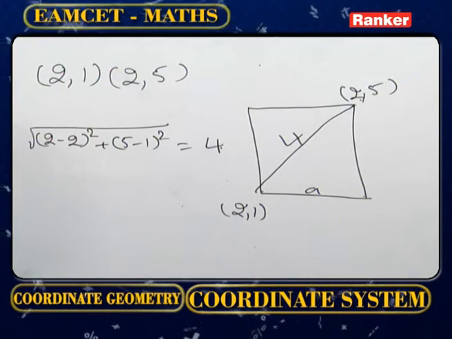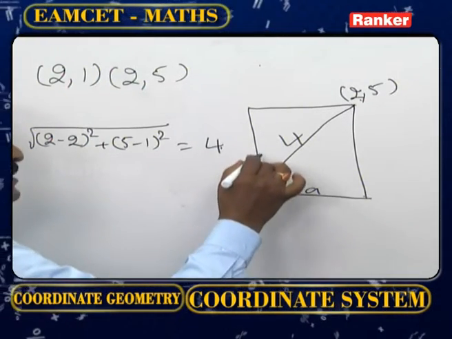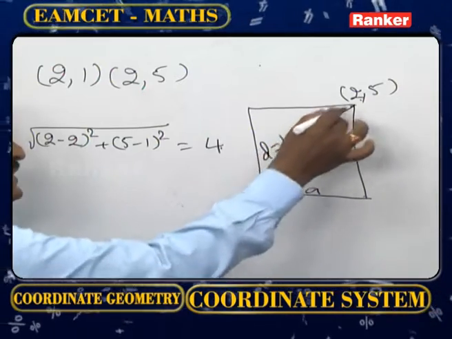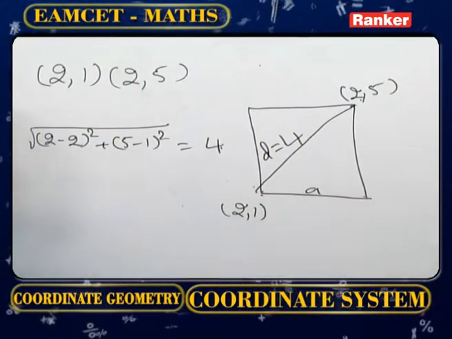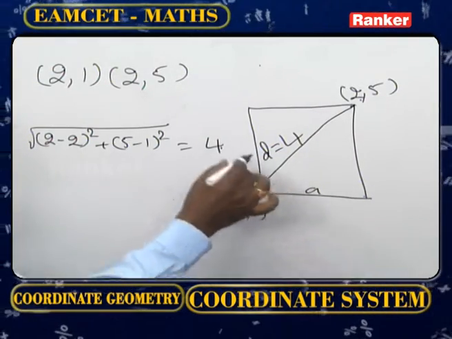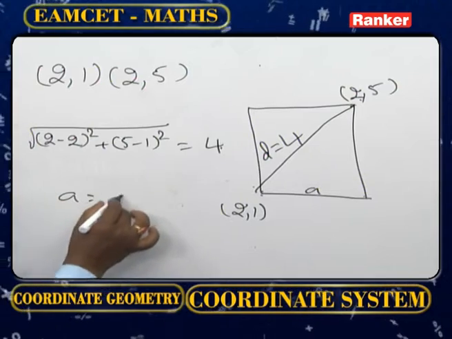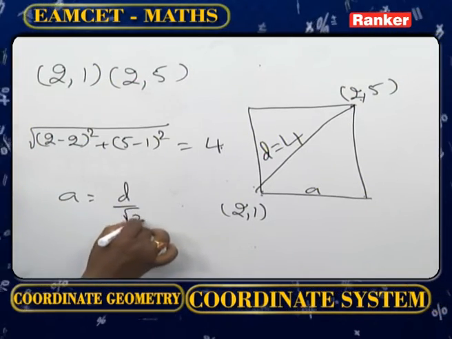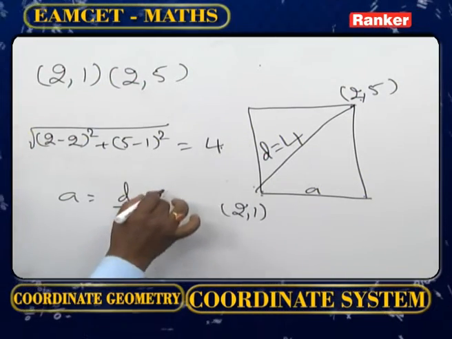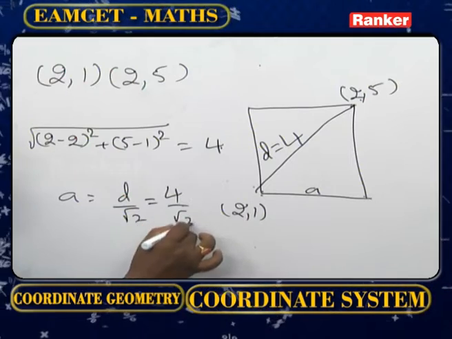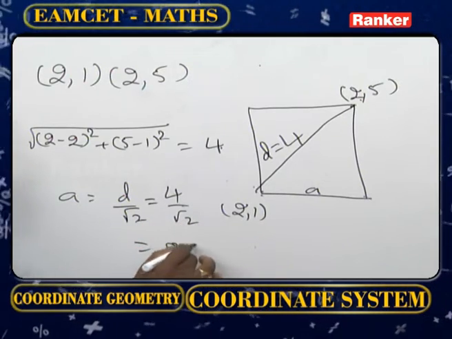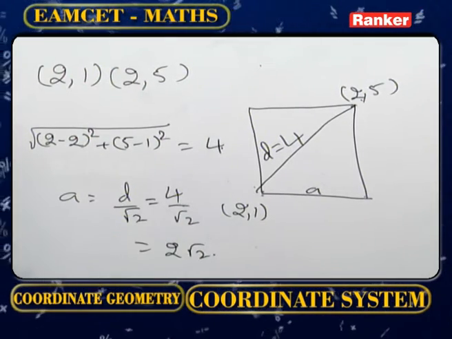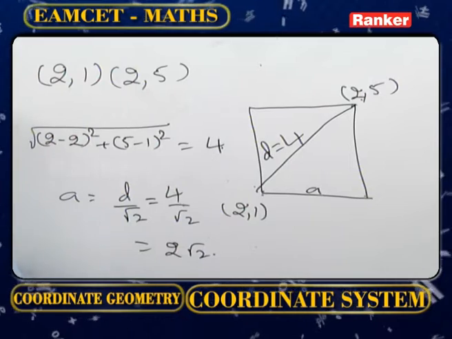side of the square. Now if d is the length of the diagonal and the length of the side is a, then the relation between a and d is a equals d by root 2, which equals 4 by root 2, equals 2 root 2. Then the answer is the second option.